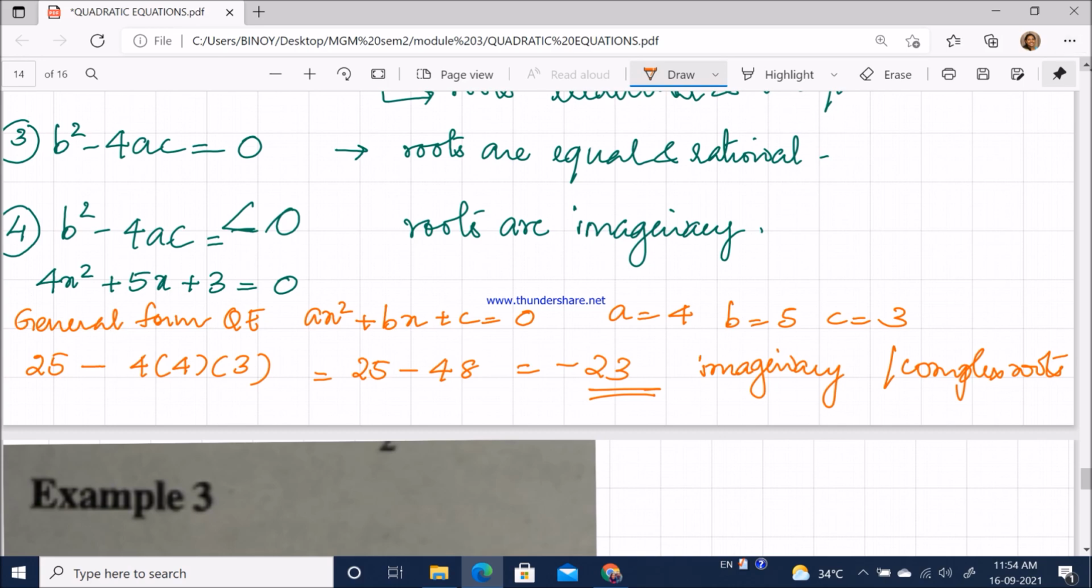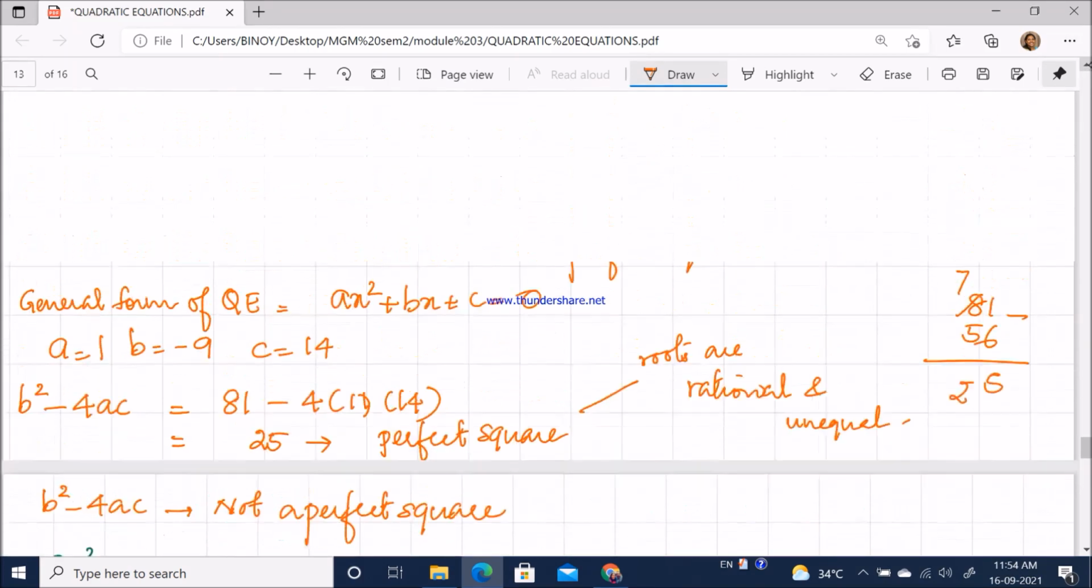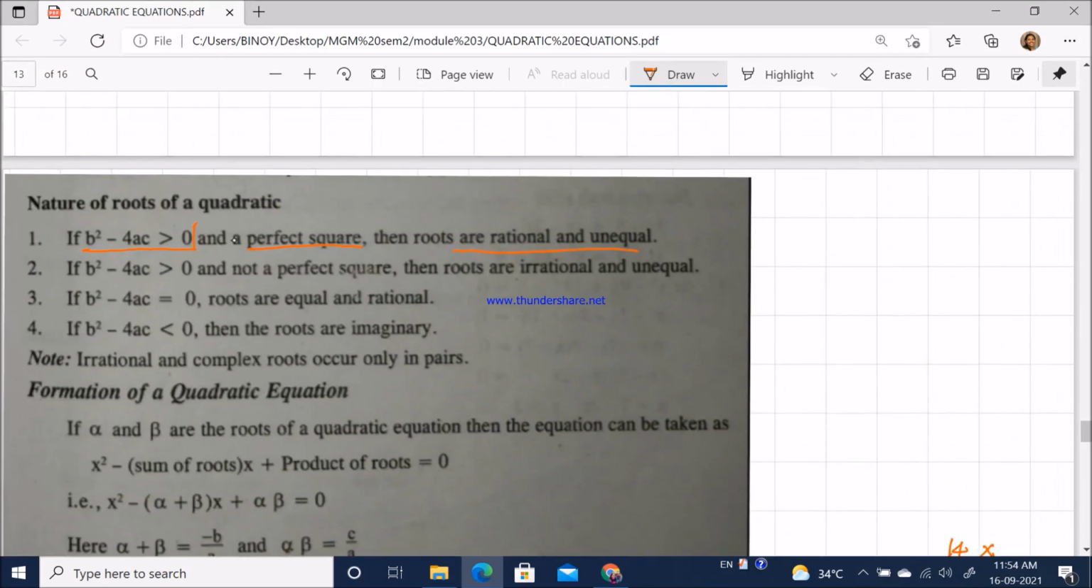So the nature of a root can be determined in 4 ways. One is if b square minus 4ac is greater than 0 and we are getting a perfect square, the roots will be rational and unequal. Rational means it will always be in the form of p by q. Then if it is greater than 0 and not a perfect square, we can say that it is irrational and unequal.